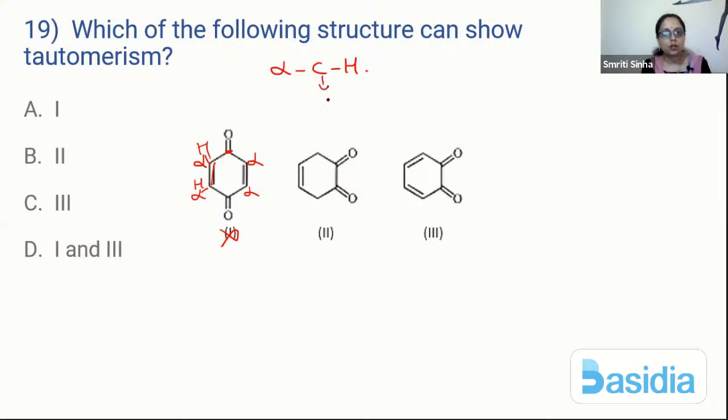And this alpha carbon should be sp3 hybridized. Remember, here also alpha carbon is there and here hydrogen is sp3 hybridized. So they can show the tautomerism. So second is correct. But for third, again, there are alpha hydrogens at the double bond, so it cannot show. So only 2 can show the tautomerism.